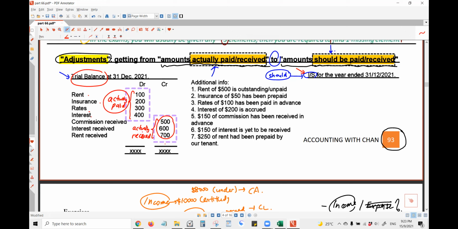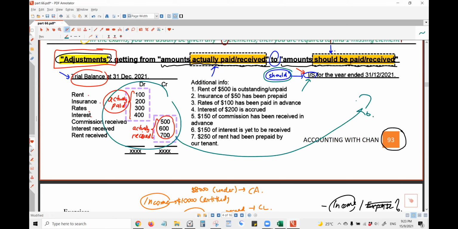So if the question asks you to do an income statement, you have to do something known as adjustment first before you can prepare the income statement. I asked you a question. Just now I said that in the income statement, you should show all the should amount, right? Can you present these 7 amounts in the income statement? Yes or no? You tell me in the box there.